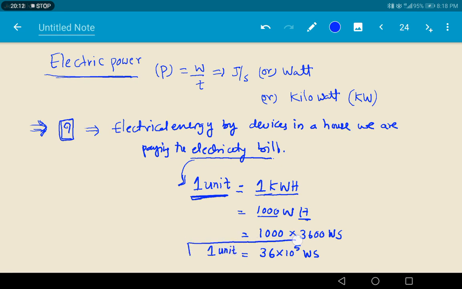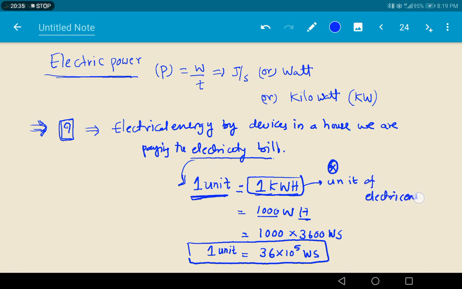that is equals to 1 unit. So this 1 unit or kilowatt hour is a unit of, very important, most of the children are going to mark the wrong option in the objective for this. 1 kilowatt hour is the unit of electric energy, but not the power.